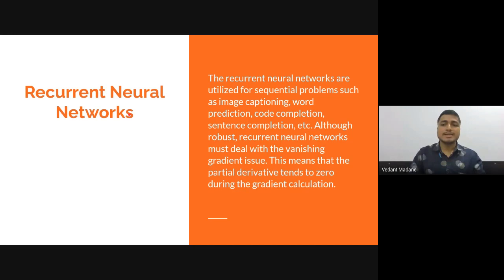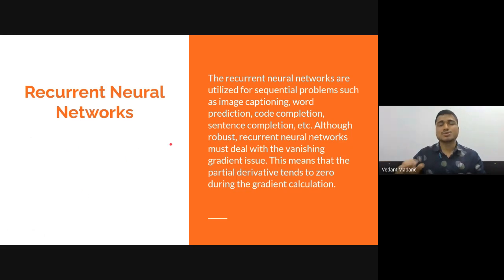Then after that, we see that although this has so many applications, RNN has some drawbacks also. What is the drawback? The drawback is the vanishing gradient.